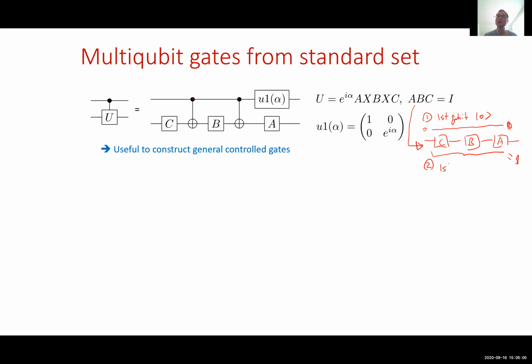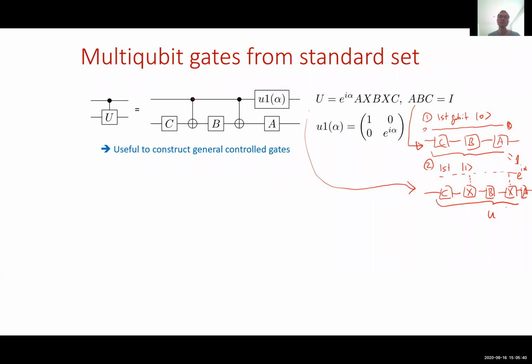When the first bit is 1, then we can look at the effect on the second qubit. You have a C gate, the X gate is applied because there's a control, then B gate, and X gate, and A gate, and also the phase, e to the i alpha. And according to this, it's really the U gate, okay?